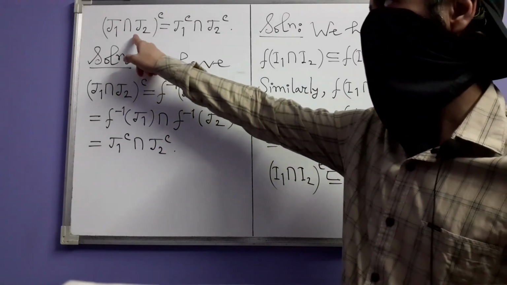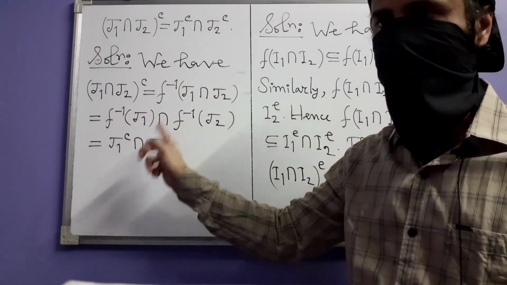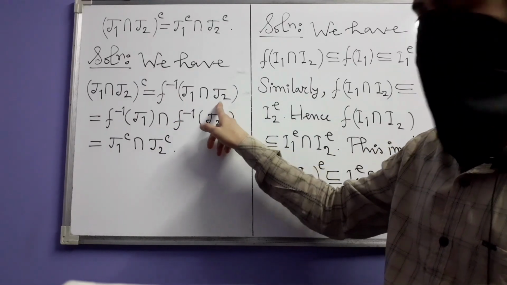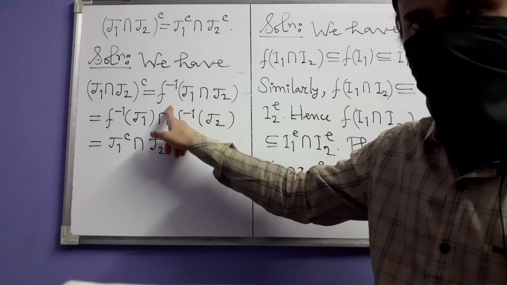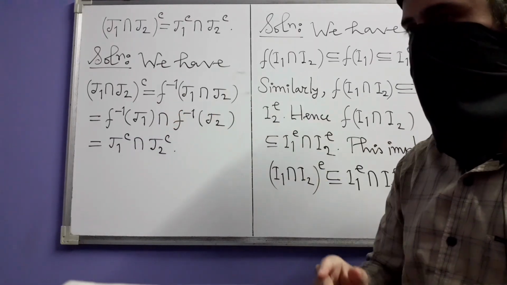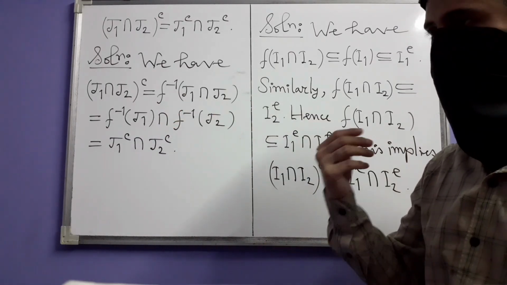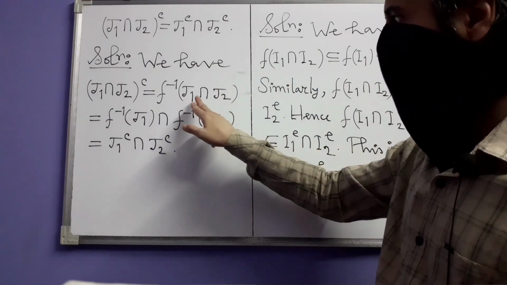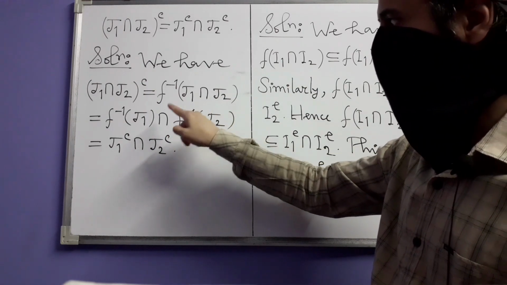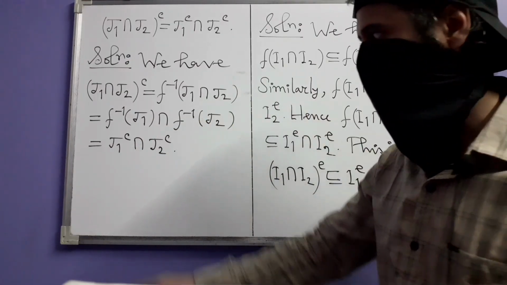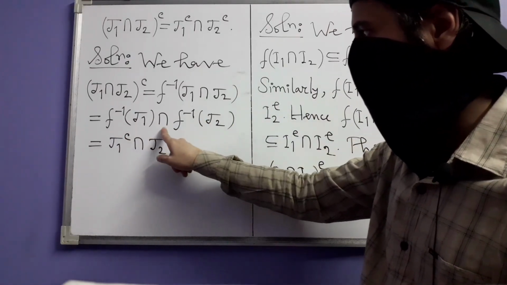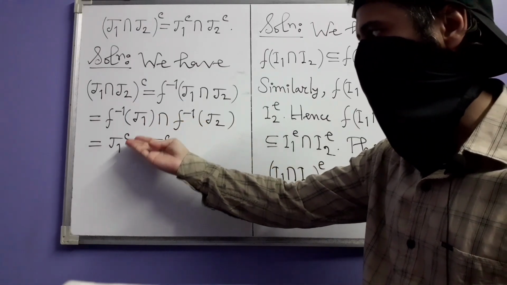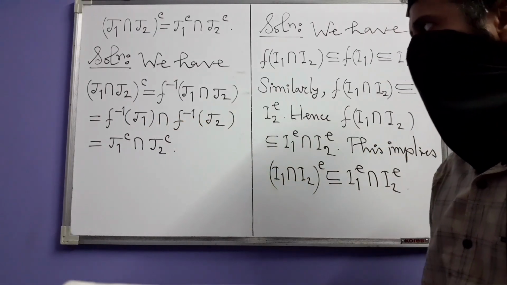We straight away take this one, the contraction of J1 intersection J2, which by definition is just the inverse image of J1 intersection J2 under F. And you know that inverse images behave well with all the set operations. In particular, inverse image of intersection is equal to intersection of inverse images. So that's how we get F inverse of J1 intersection F inverse of J2. And this again by definition of contraction is just J1 contraction and this is J2 contraction. That's it.